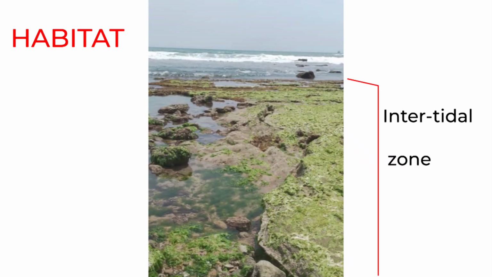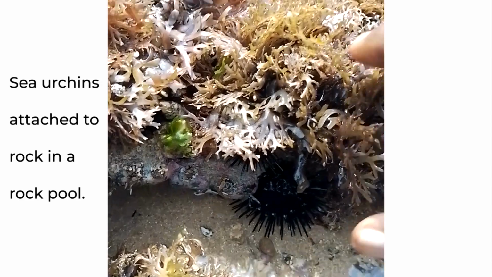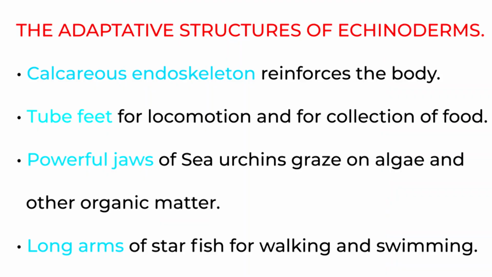Habitat: they are all in the seas. They are found in the intertidal zone, on the sand, attached to rock and in rock pools. Then some are in deep ocean waters. Echinoderms make up the greatest bulk of living organisms in deep seas. The adaptive features.